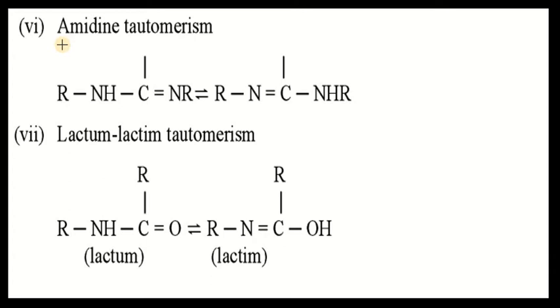And amidine tautomerism. Here you observe, there is a hydrogen present, and that hydrogen is moving towards this nitrogen. Then this bond shifts. This is called amidine tautomerism. Lactam tautomerism. This is lactam. See how lactam is there. This is also a triad system, and this hydrogen goes here. This is called lactam. Next.